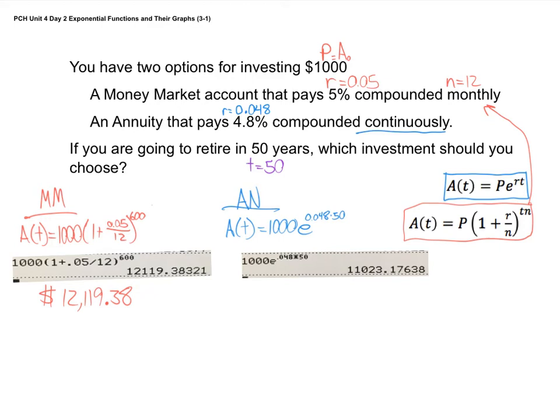And you'll notice in this case we actually only end up with $11,023.18. So in this case, actually, that 0.2% was better to take, even though it was compounded less often. Alright, so our best choice is going to be this. Okay?